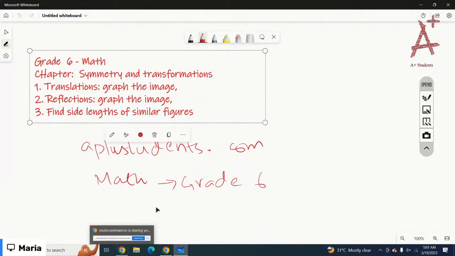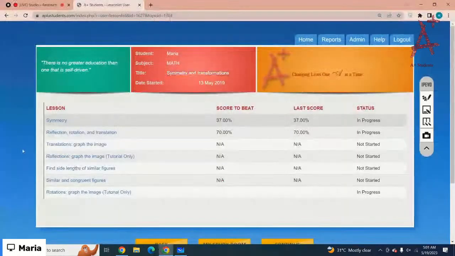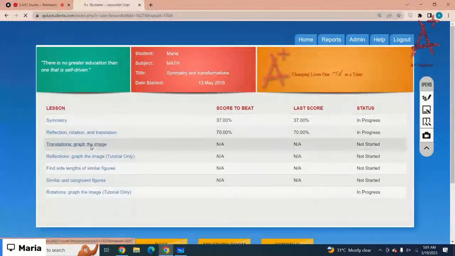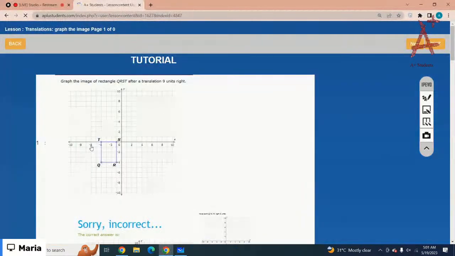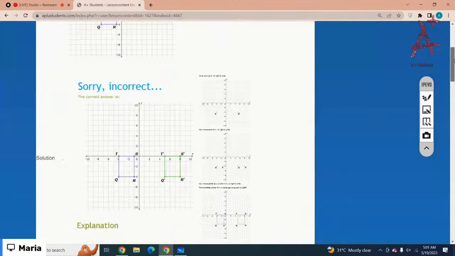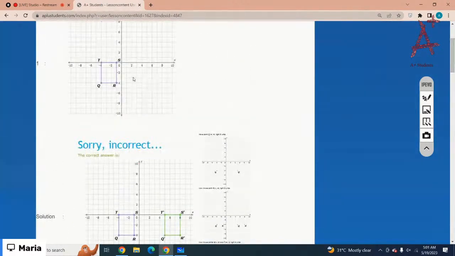So here I am on grade 6 maths. Let's start with the lesson translations, graph the image. Graph the image of rectangle QRST after a translation of 9 units. Right, so you have to translate the shape 9 units, got it? So here is the shape.